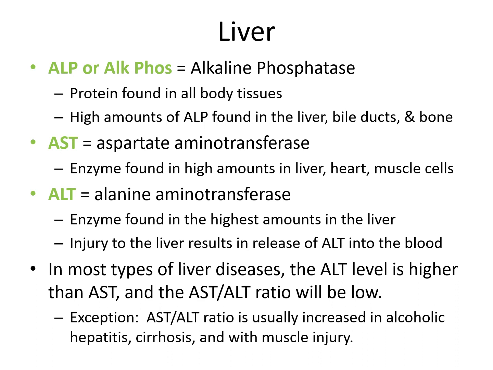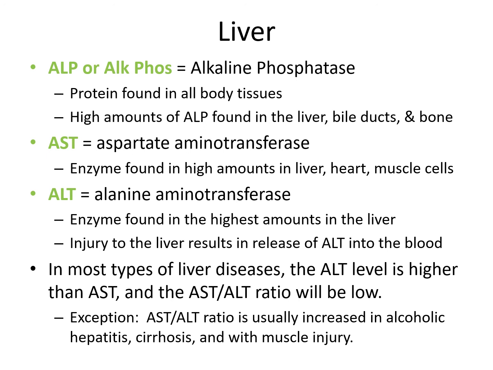You have your AST, which is your aspartate aminotransferase. This is found in high amounts in the liver, heart, and muscle cells. So again, high levels in the blood indicate that the liver, heart tissue, or muscle cells are being broken down. And ALT is your alanine aminotransferase, and this is found in the highest amounts in the liver. So injury to the liver increases the amount of ALT in the blood. In most types of liver disease, the ALT level is higher than AST, and the AST-ALT ratio will be low. The exception is that the AST-ALT ratio is usually increased in alcoholic hepatitis, cirrhosis, and with muscle injury.